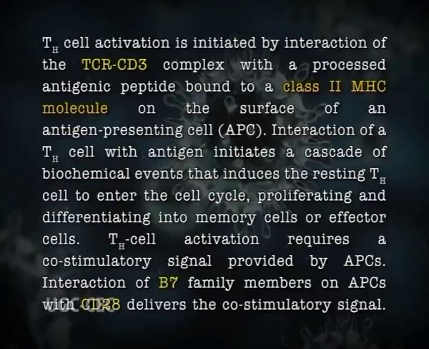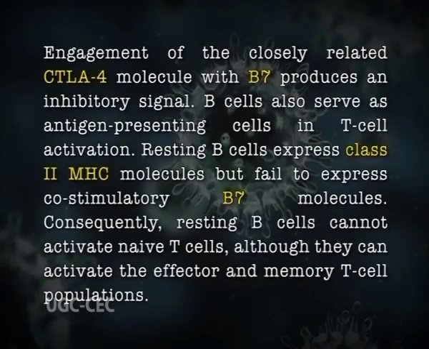Interaction of a T cell with antigen initiates a cascade of biochemical events that induces the resting T cell to enter the cell cycle, proliferating and differentiating into memory cells or effector cells. T cell activation requires a co-stimulatory signal provided by APC. Interaction of B7 family members on APC with CD28 delivers the co-stimulatory signal. Engagement of the closely related CTLA4 molecule with B7 produces an inhibitory signal.